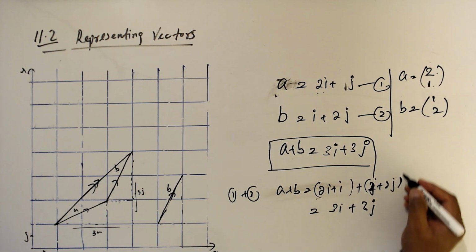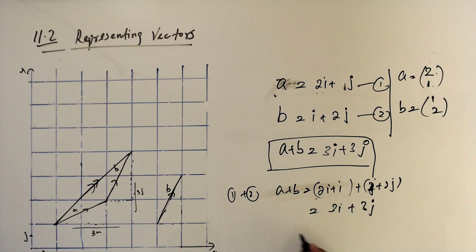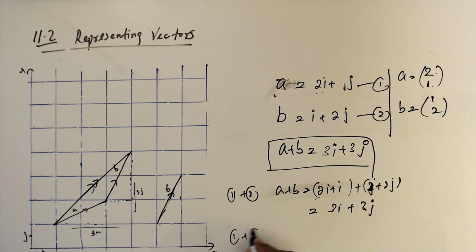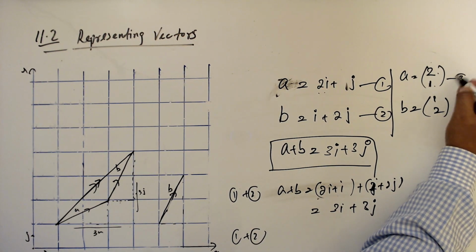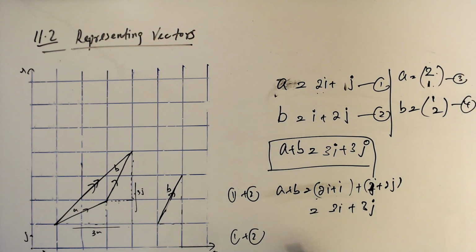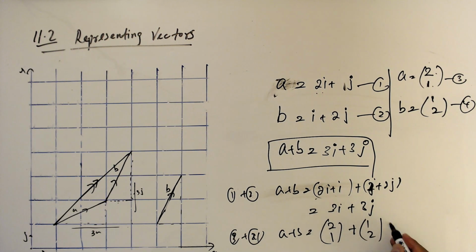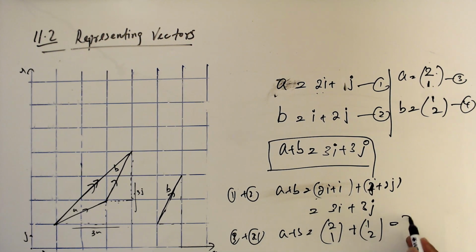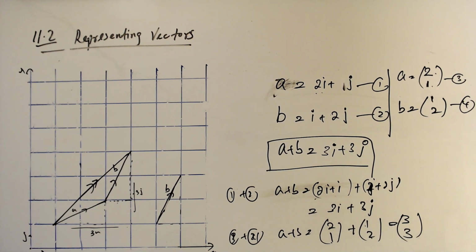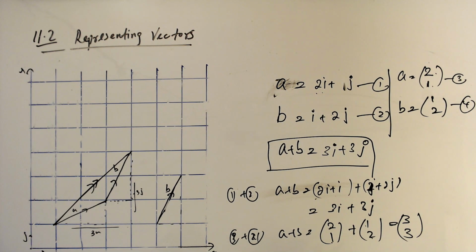So when you add those two now, 2 plus 1, I've got 3, and 1 plus 2, I've got 3. You can write a plus b equals 2 1 plus 1 2. So you simply write 2 plus 1 is 3 and 1 plus 2 is 3. So the final resultant one is 3 3.